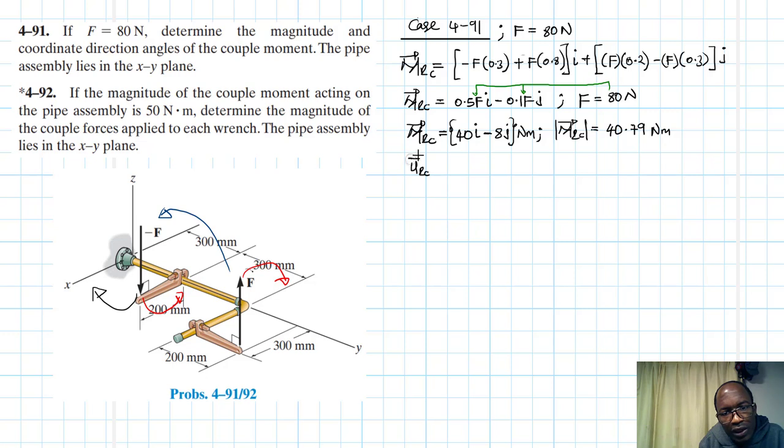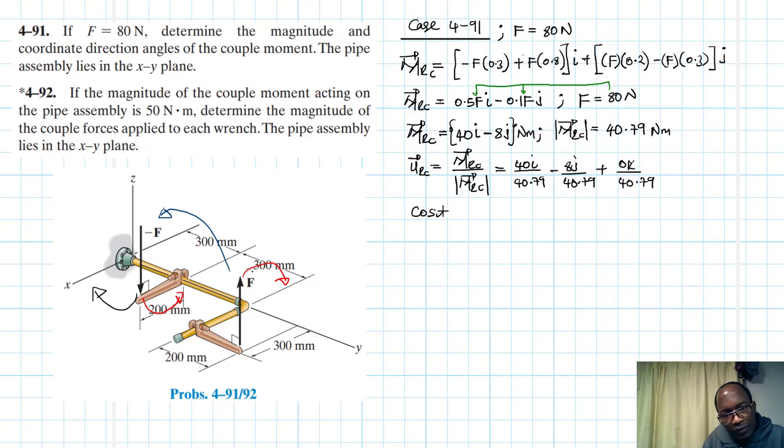We call it the unit vector along the couple moment itself, which is just going to be equal to M_R divided by the magnitude. Okay, and this is equal to 40i divided by 40.79, minus 8j divided by 40.79. Since we want to find the direction, I'll include another component, which is 0k divided by 40.79.